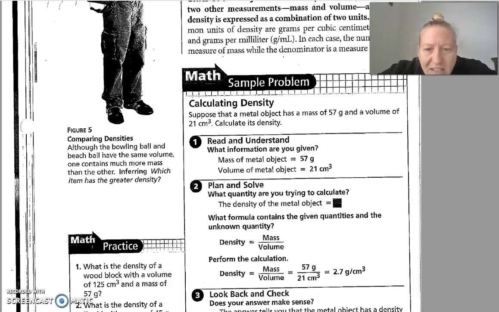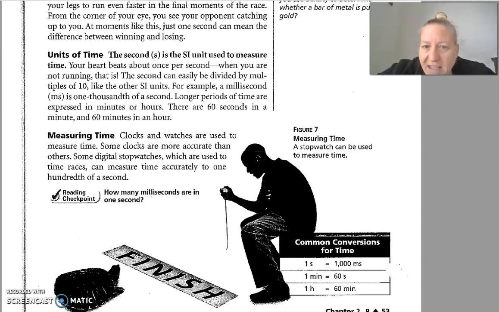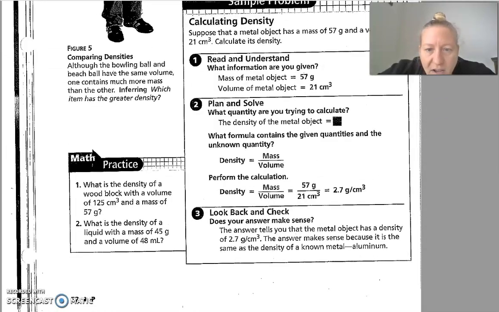So let's look at this calculating density. Suppose that a metal object has a mass of 57 grams and a volume of 21 centimeters cubed. To calculate the density, remember, density equals mass divided by volume. So you are going to take the mass divided by volume, 57 grams divided by 21 centimeters cubed, to get 2.7 grams per centimeter cubed. You will have to do practice problems as part of your homework.